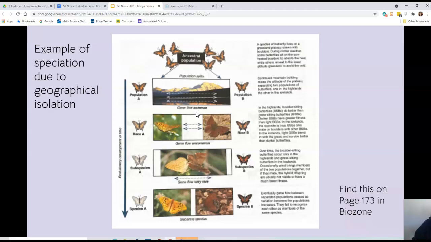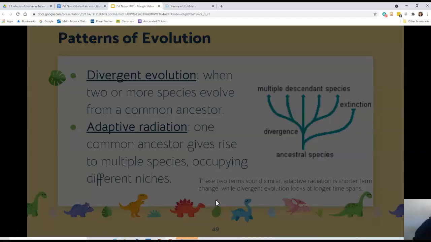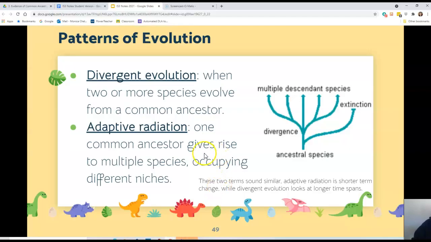Here's an example of speciation due to geographical isolation. You have an ancestral species and eventually there's something that causes them to be separated from each other, maybe a mountain range, who knows. And then you have a slow change. At first they become different races, and then they become a subspecies, and then if enough variation has occurred, you will have 2 different species, okay? And that's in your biozone that you don't have, so that's more for next year when we have our biozones available to us.